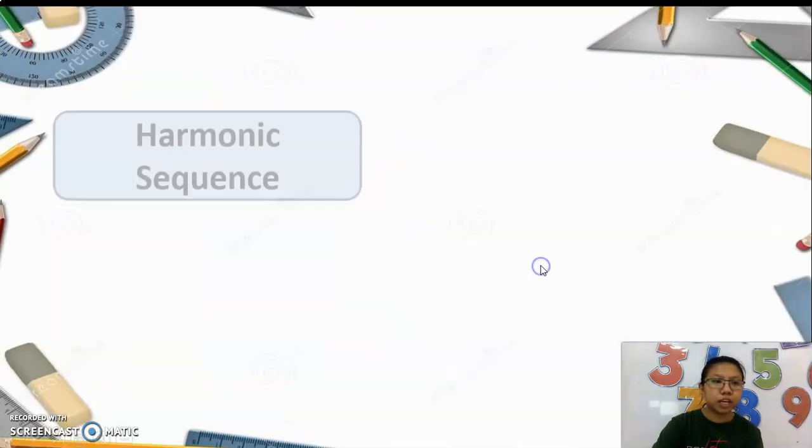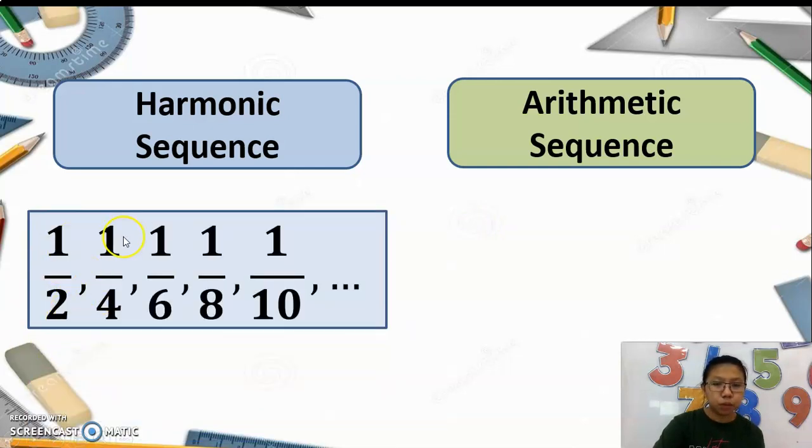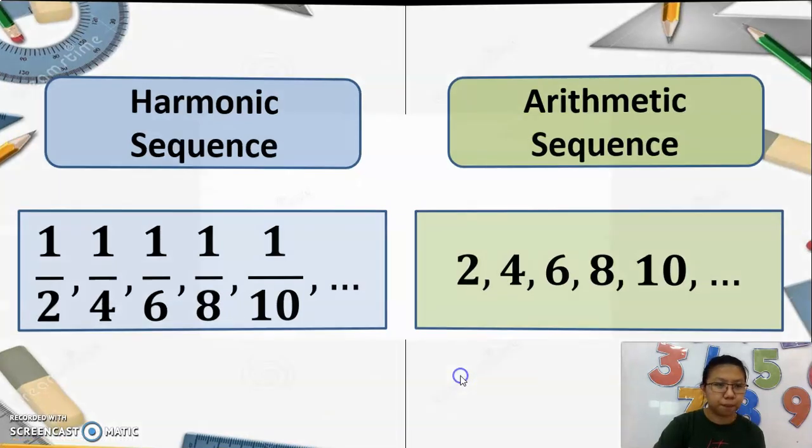Okay, so let's have an example. I have here an example of harmonic sequence and its reciprocal, or the arithmetic sequence. So 1/2, 1/4, 1/6, 1/8, and then 1/10. And then we need to get the reciprocal to get the arithmetic sequence. So the terms will be 2, 4, 6, 8, and then 10. So we just need to switch the position of the numerator and the denominator to get the reciprocal. So the value for the arithmetic sequence is 2, 4, 6, 8, and then 10. Okay, so always remember, harmonic sequence and arithmetic sequence are reciprocal.